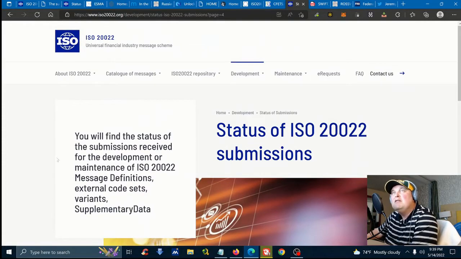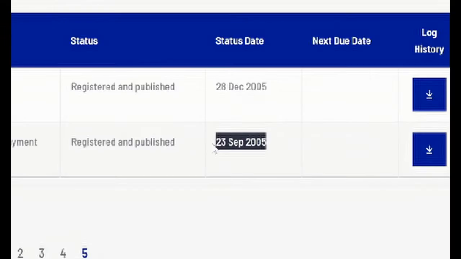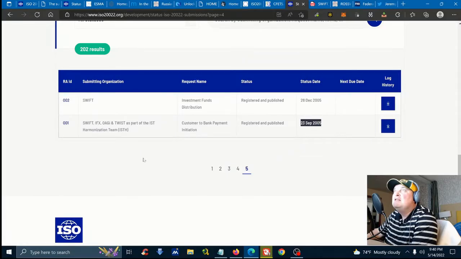I want to show you something that I found. I went to the farthest date where the first implementation, the first report was made, right? On page 5. Look at this date. September 23rd, 2005. Swift and these companies reported back to the ISO 20022 to give resulted information on customer to bank payment initiations. September 23rd, 2005. Since 2005 at least, this has been planned. It's 2022.